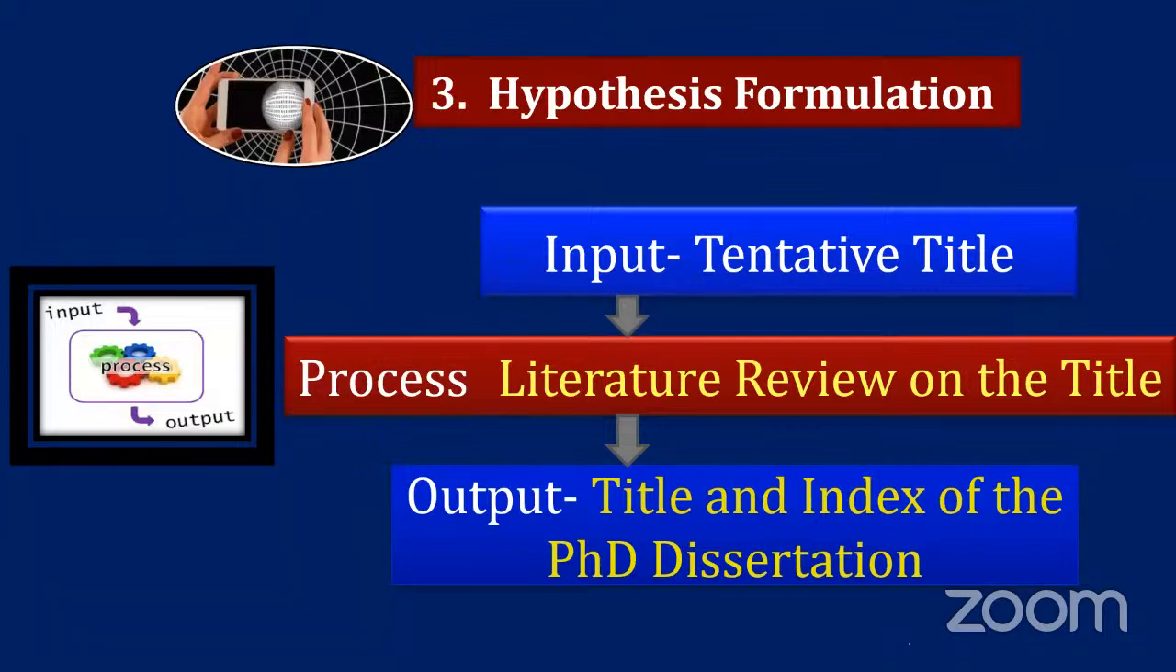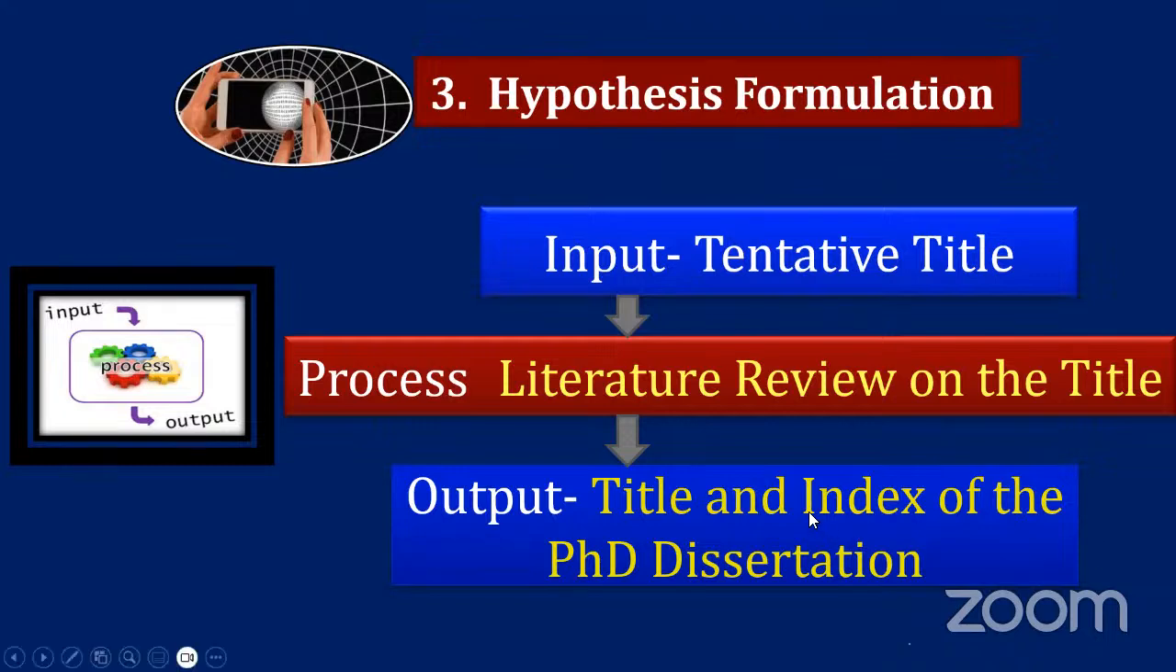I just told that it could be security, which can also be a major concern, because they are now going to be network devices. So, input: tentative title. Process here is literature review on the title. We actually carry out the literature review. Let us say we have culminated onto the area of power management in embedded operating system.